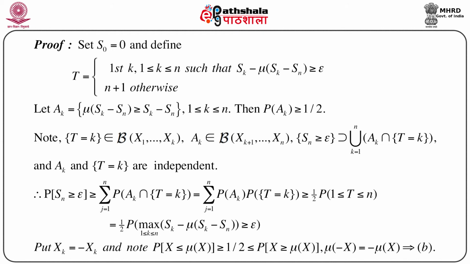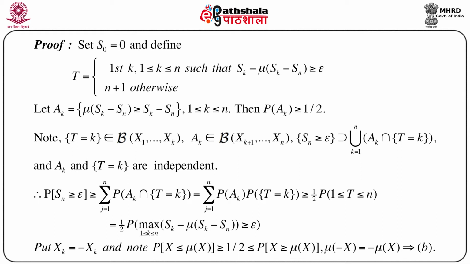First, set S0 equals 0, and let me define capital T as the first k, when k lies between 1 and n, such that sk minus mu of (sk minus sn) is greater than or equal to epsilon, and n plus 1 otherwise. So I am defining T in terms of sk minus mu of (sk minus sn) greater than or equal to epsilon, which actually takes part in the inequality statement.